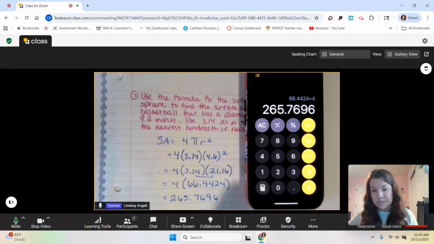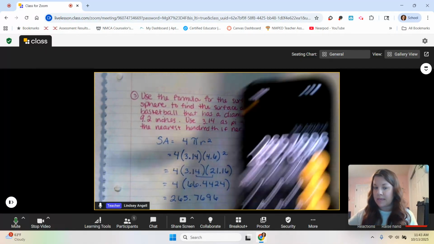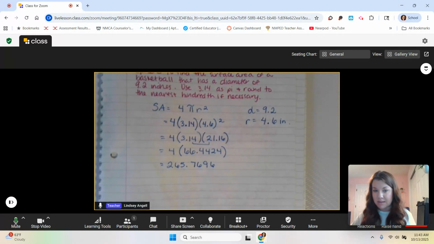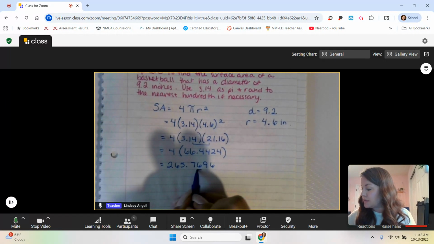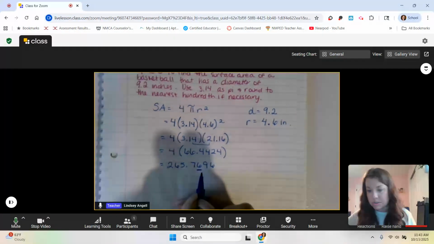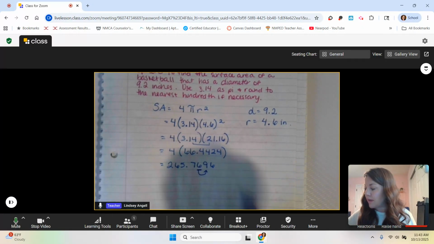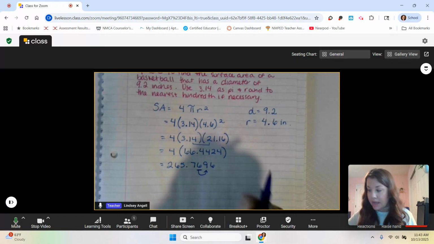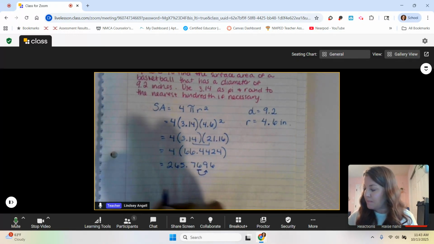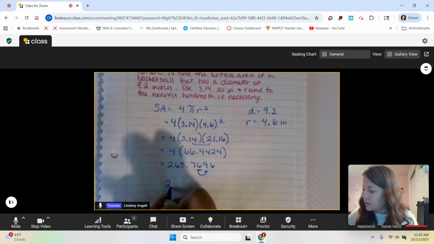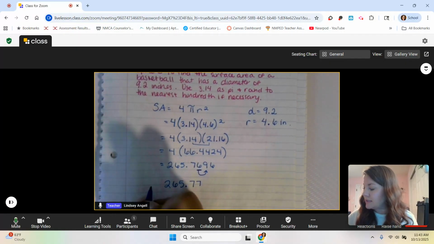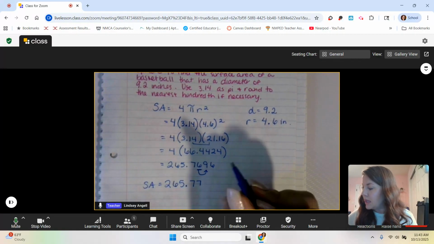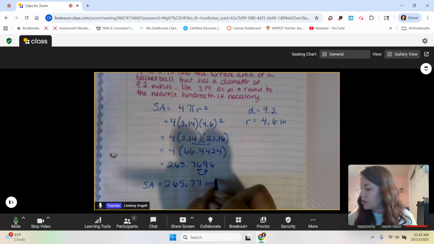265.7696. It asked me to round to the nearest hundredths place if necessary, meaning if it went past the hundredths place. So here's my hundredths place. In order to round to this place value, I'm going to look to the right of it. Since it's 5 or higher, the 6 is going to get bumped up to a 7. So this would be 265 and 77 hundredths. And these were inches squared.